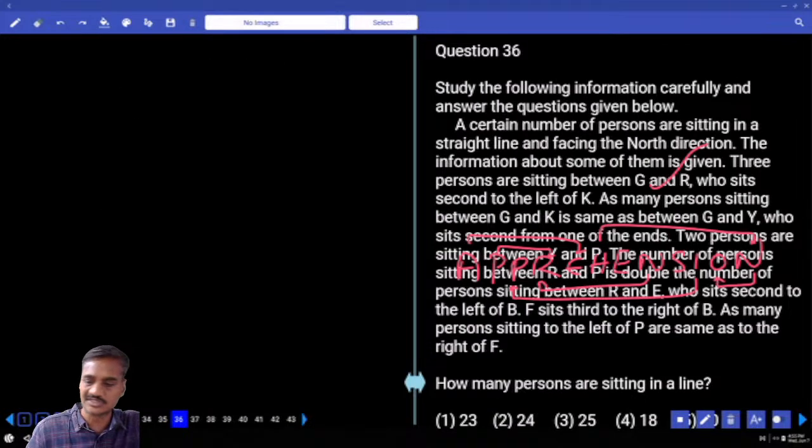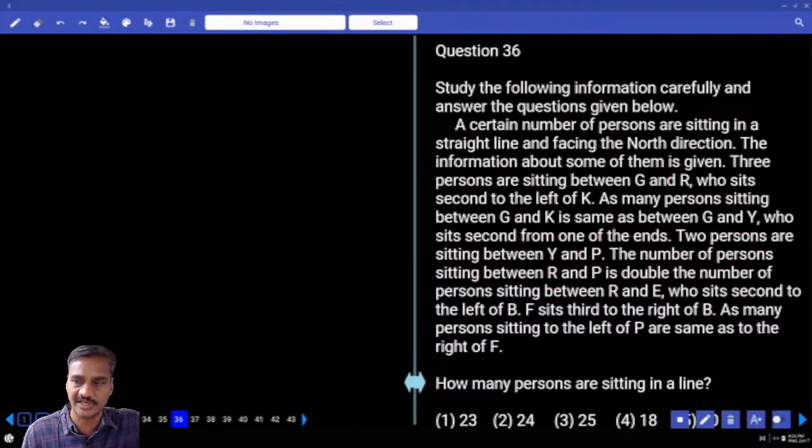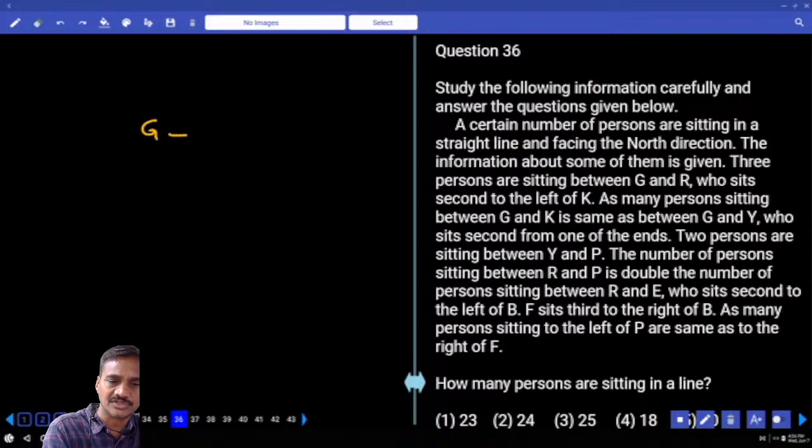Now it is based on a certain number of persons. Certain number of persons are sitting in a straight line facing north. Information: 3 persons are in between G and R. R sits second to the left of K. Now 3 persons between whom? G and R. Now G is here and R is here. Now 3 persons between G and R.